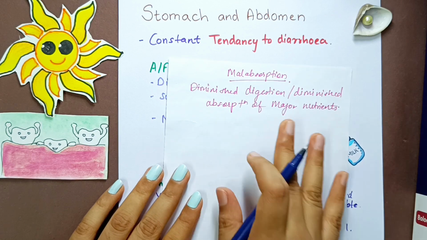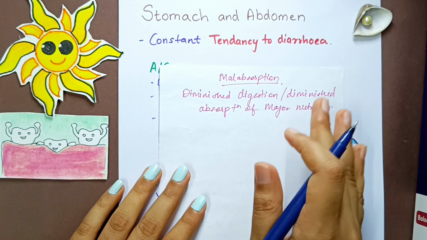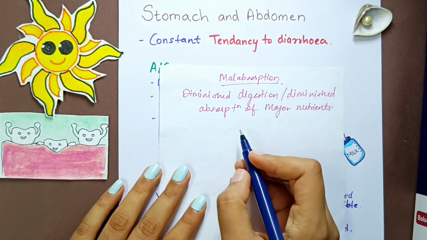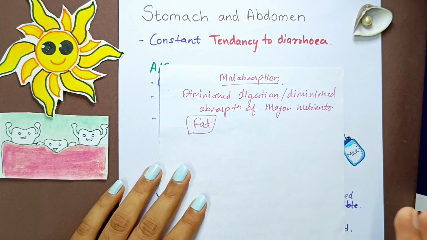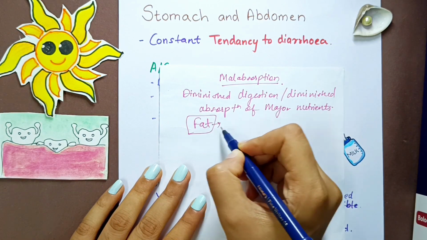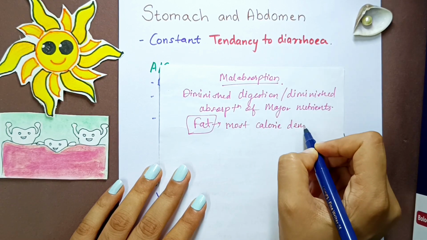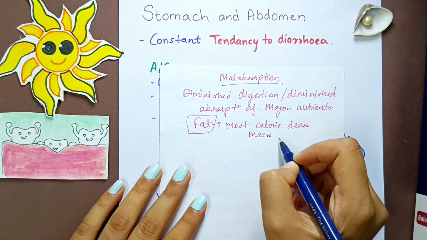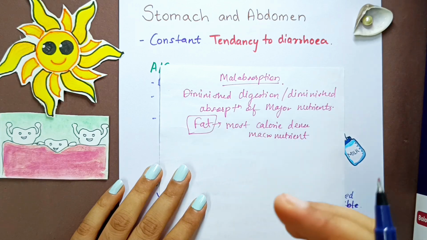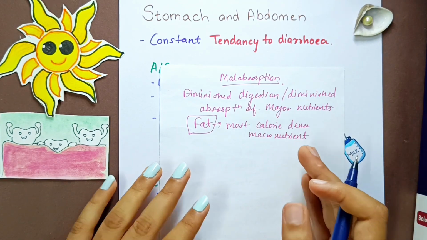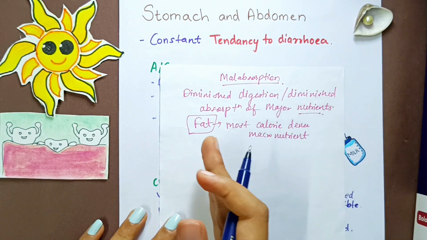Now, over here, what happens? Not only over here, but generally, malabsorption usually takes place of fat. Why is fat not majorly absorbed? Because it is the most calorie dense macronutrient, because of which fat will not get digested or absorbed easily as compared to other nutrients. Other major nutrients are also not getting absorbed, but especially fat.